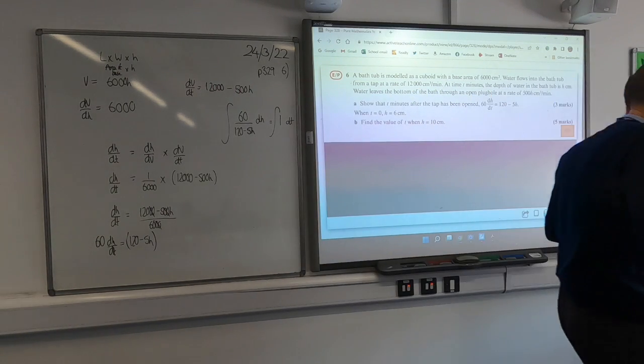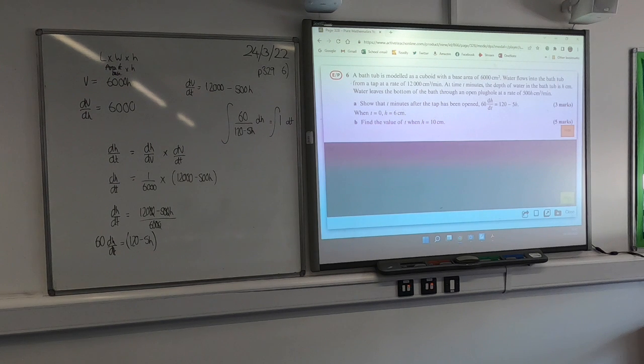Now 1 over 120 minus 5h, if you integrate it, gives you ln of 120 minus 5h. It's a linear function divided by minus 5. What do you get when you differentiate the bracket? So 60 over that will give me 60 ln. So just see if you can simplify.